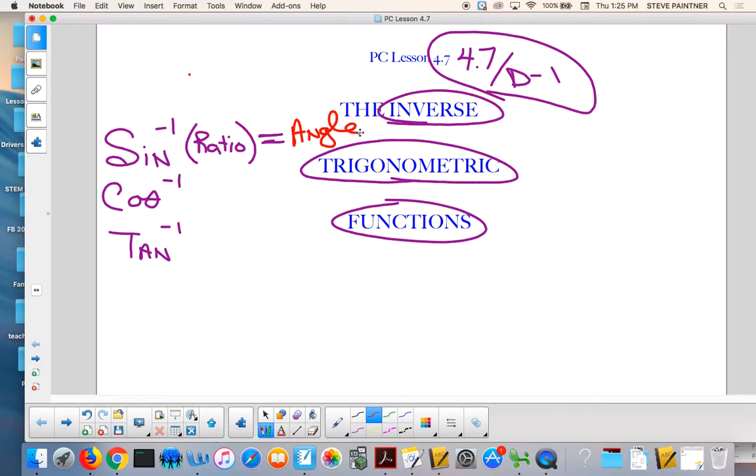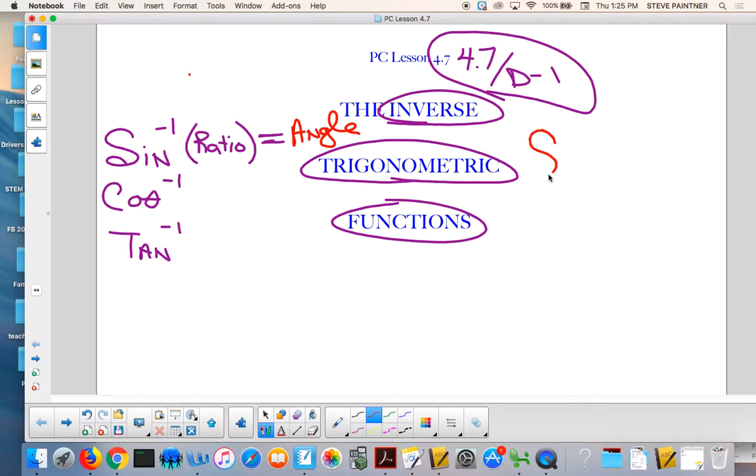I will give you inverse sine, cosine, tangent. I will give you a ratio, and I expect you to come up with what? The angle. Okay, that's what you're doing today. Today's answers will be angles.